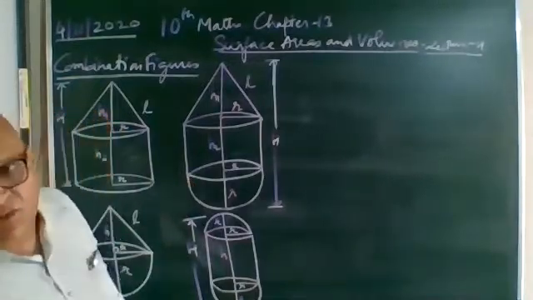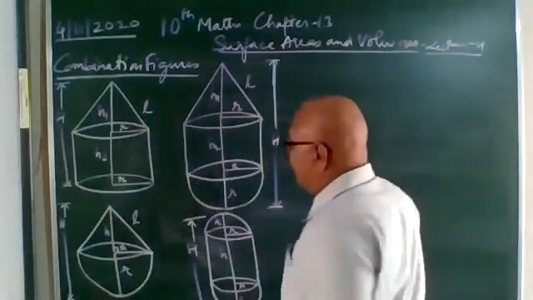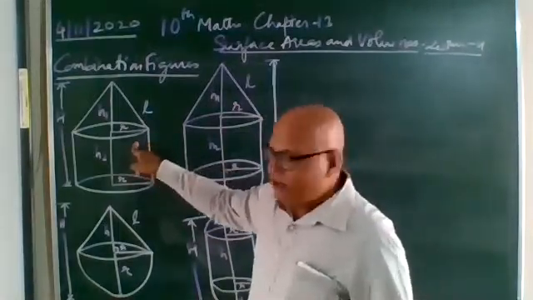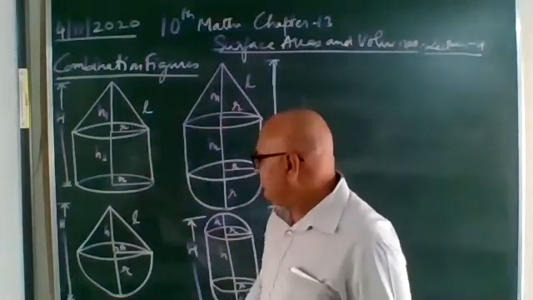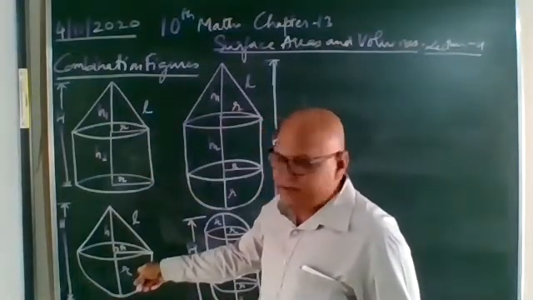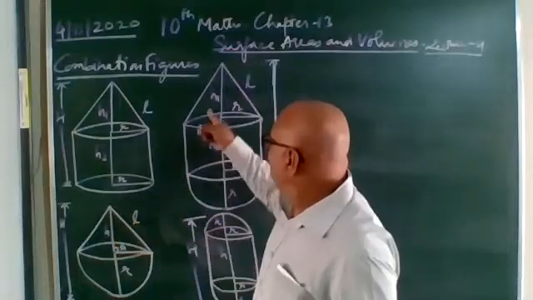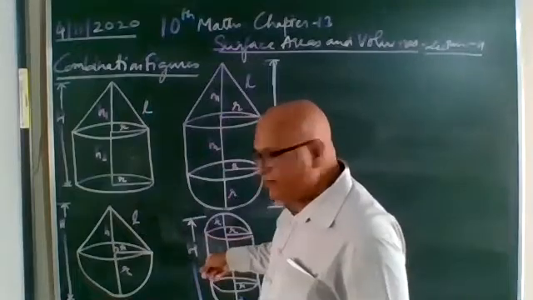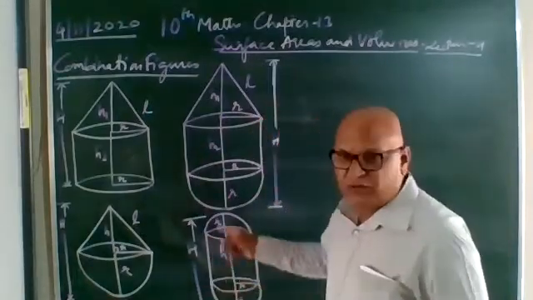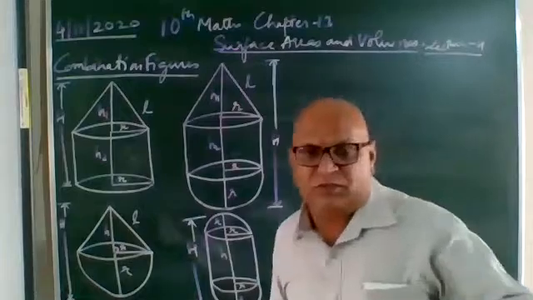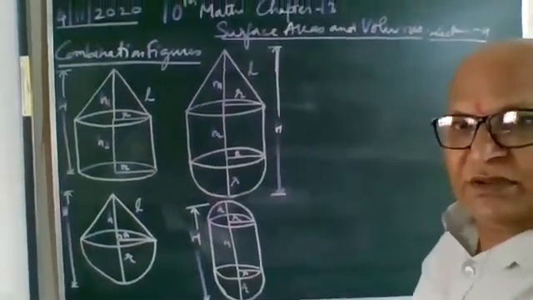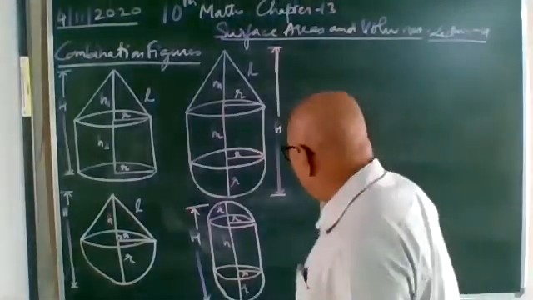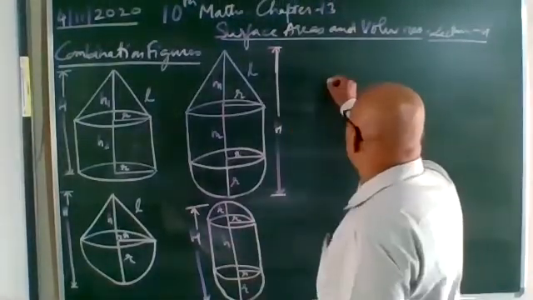When you are doing the questions, you will get figures like this. If I ask you the volume of this, what will you say? Volume of the cylindrical part plus volume of the conical part. Volume of hemispherical part plus volume of conical part. Volume of conical part plus cylindrical part plus hemispherical part. Volume of cylinder plus volume of two hemispherical parts. Now both ends can be a conical part also.